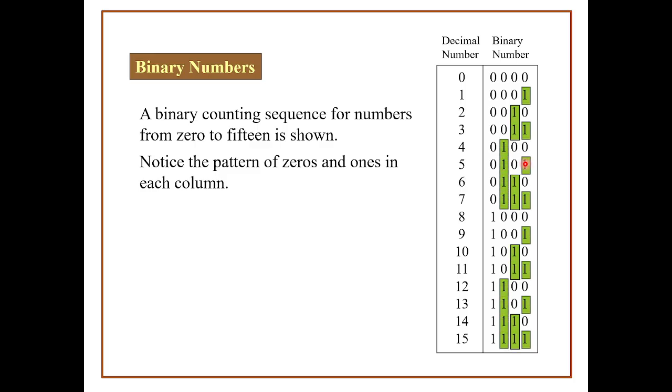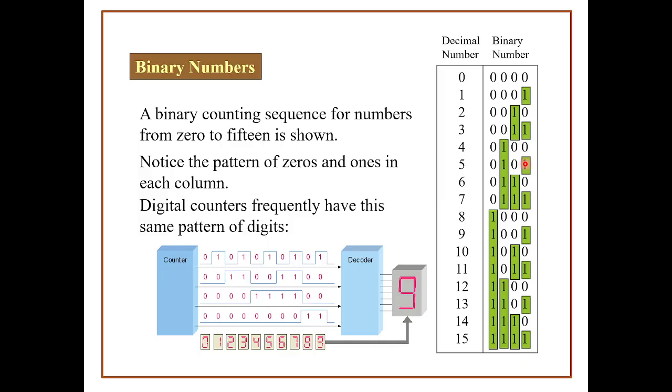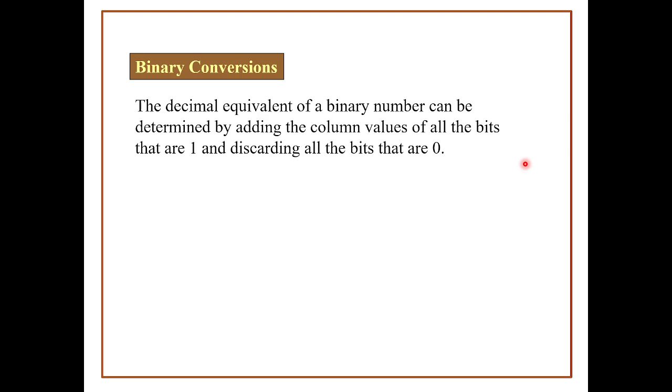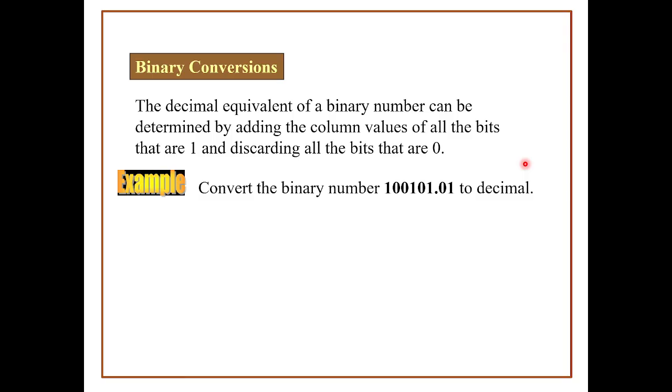Okay, so this is what we see between decimal numbers and binary numbers. This always refers to digital counters, which frequently have this kind of pattern. Now, how can we change decimal numbers to binary numbers or binary numbers to decimal numbers? So binary conversion, let's look into this. The decimal equivalent of a binary number can be determined by adding the column values of all the bits that are 1 and discarding all the bits that are 0. So for example, let's convert the binary number 100101.01 to decimal.